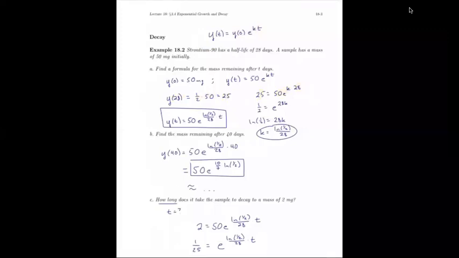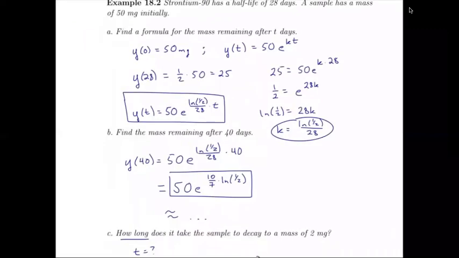And now we're ready to start solving for k. Divide both sides by 50. We have 1/2 on the left and e to the 28k on the right. Take the natural log of both sides, and we get natural log of 1/2, and it cancels with the e on the right-hand side to get 28k. And solving for k, we just have k is equal to natural log 1/2 over 28.